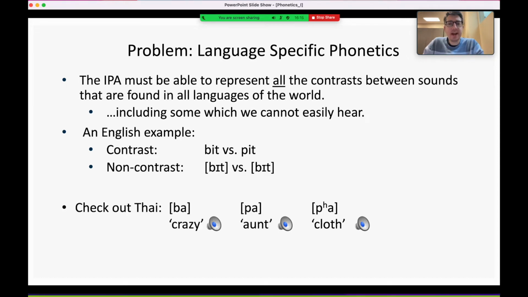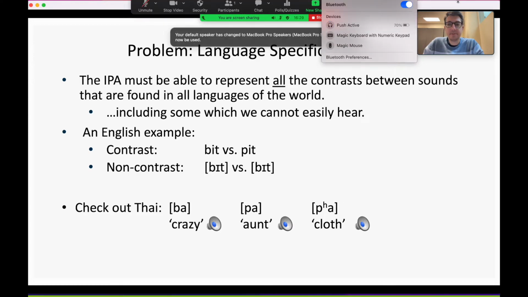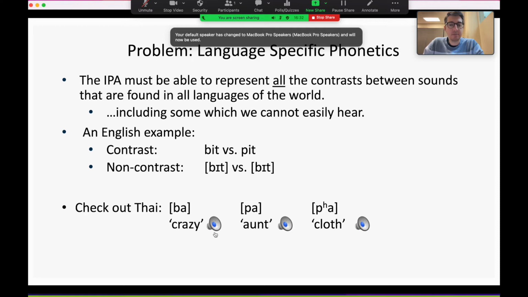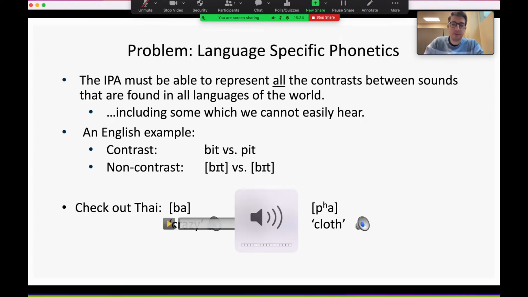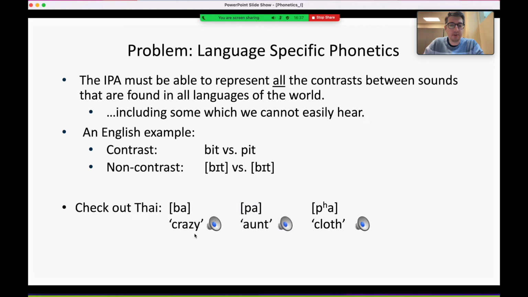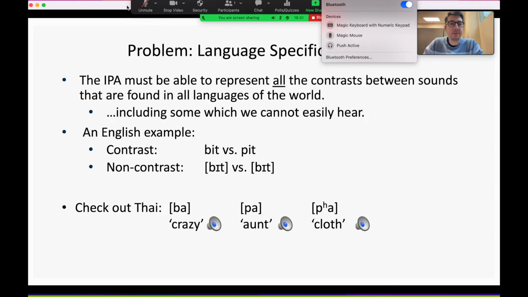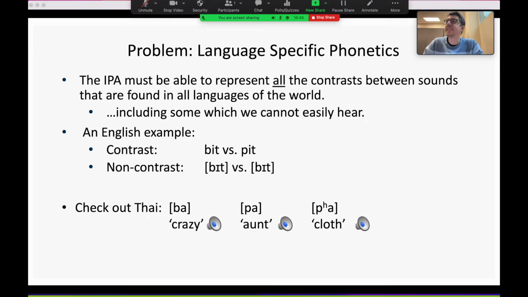However, in Thai, which is another language, we have ba, pa, and pa. And let's see if we can hear the difference between these. Yeah, just a second. Okay. Let's see now. Still not working. Okay. Because I included different, let me just, okay, yeah.